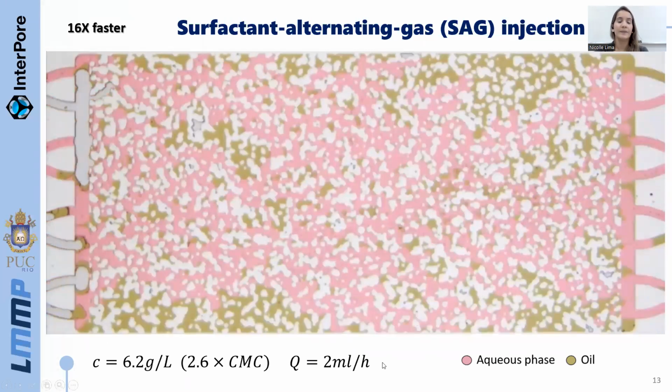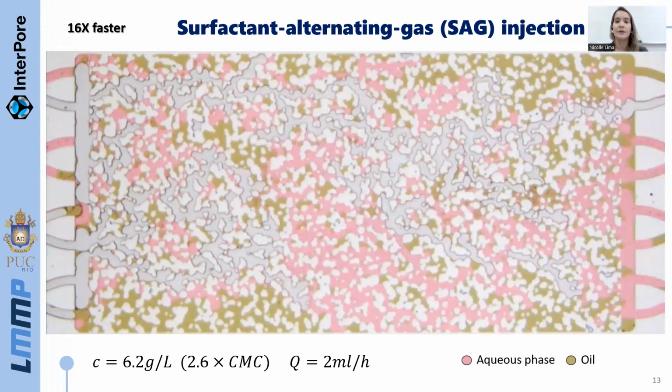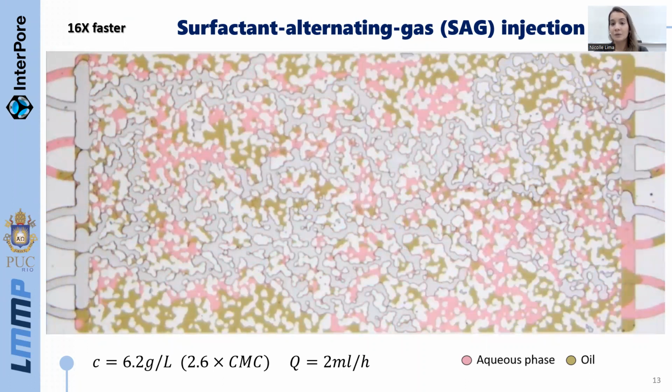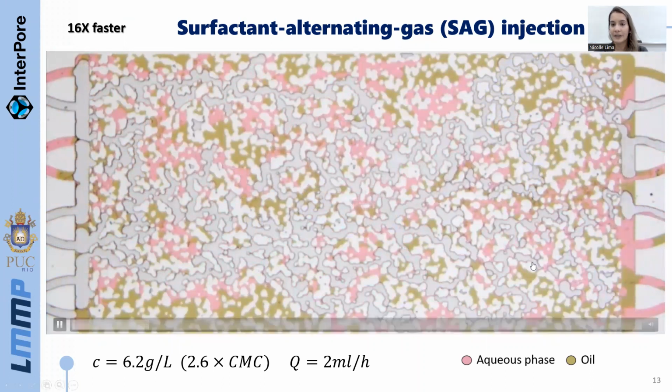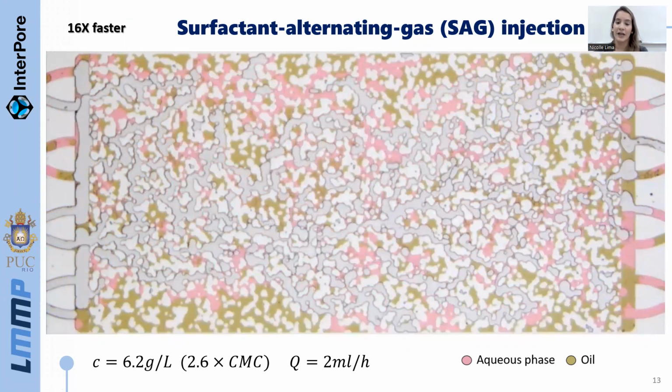Here is a video. In this case, we have 2.6 times the CMC. We can see the gas being injected from the left. And what we can see here is that we are forming foam. Here we can see many bubbles. We are forming foam inside the micromodel during the gas injection.